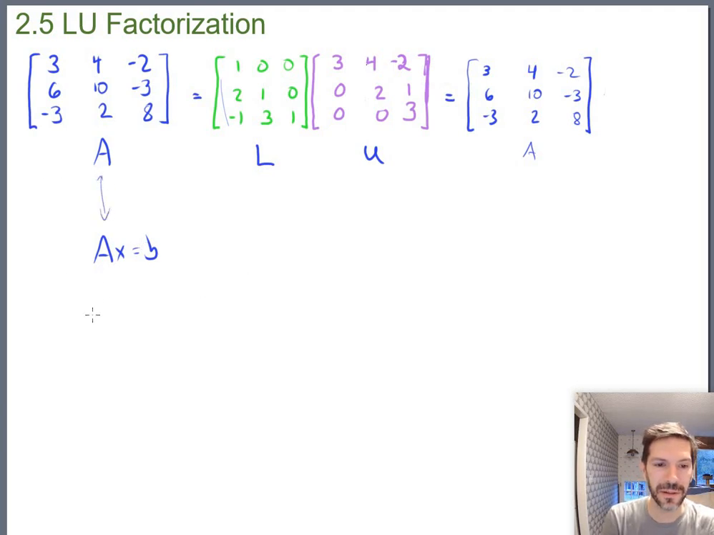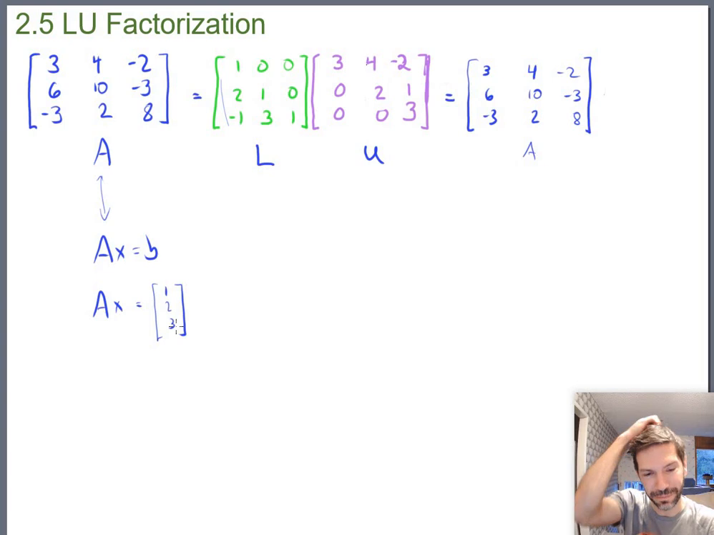So let's say it was A times X equals, I'm just making this up, 1, 2, 3, right? So we're trying to solve this. And we could do that with A either with full row reduction on the augmented matrix, or now that we know about inverse matrices, we could find A inverse and multiply it by B. But let's look at what this would look like if we replaced A with LU.